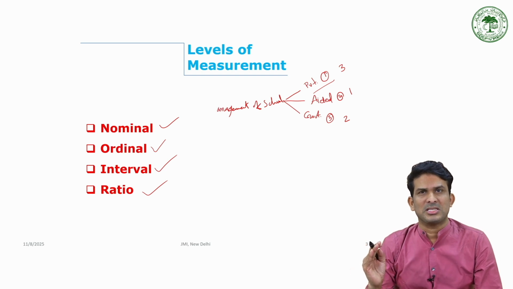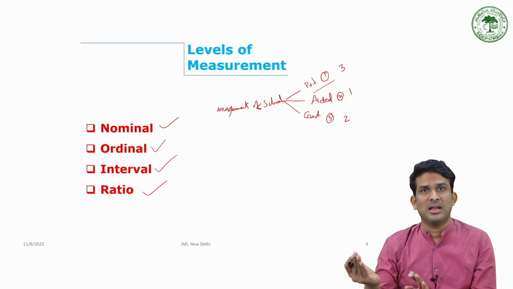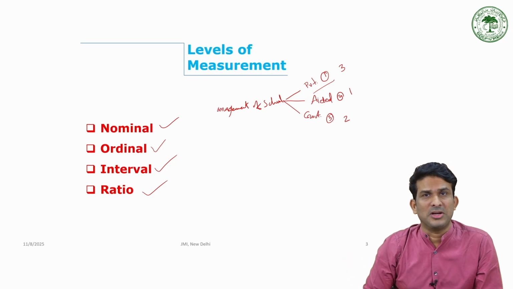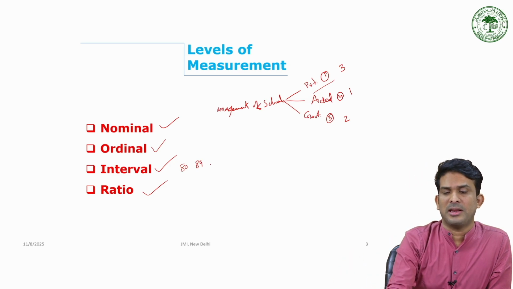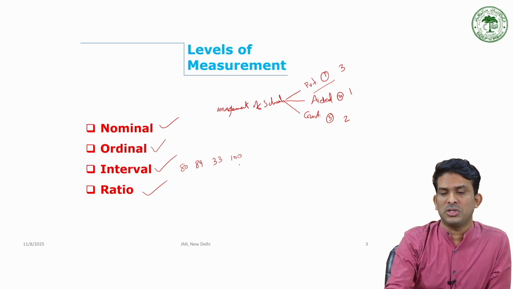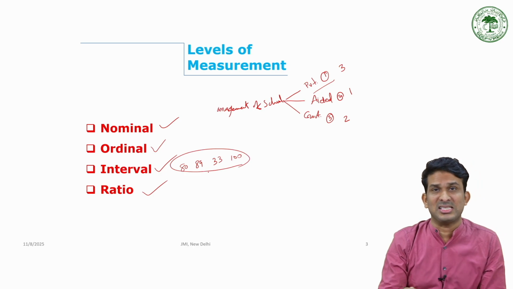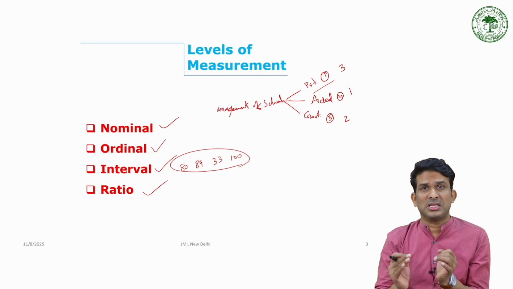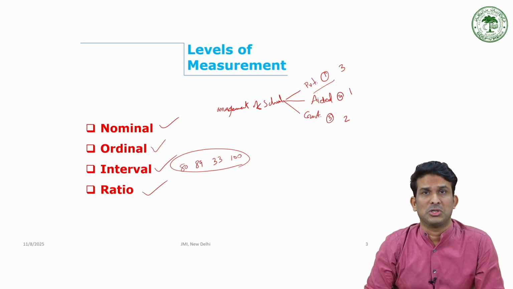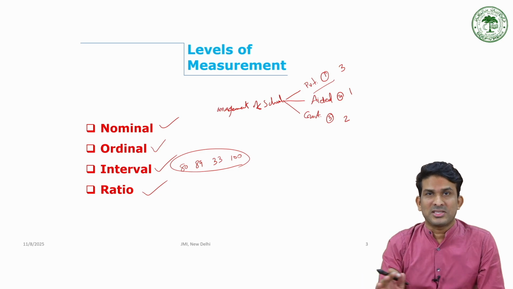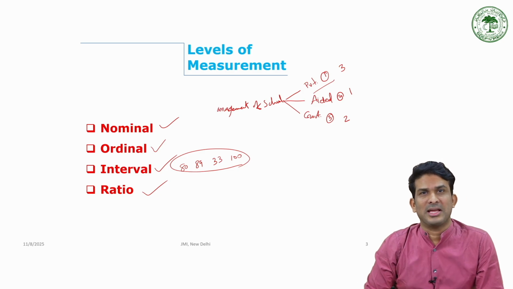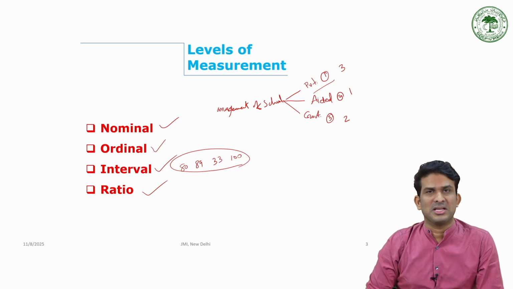Suppose mathematics and its achievement. In marks, out of 100, one got 80, the other got 89, the other got 33, the other got 100 out of 100. So these are various marks. As such, we are considering the total marks. This is actually an interval variable. As such, we are considering the marks, and accordingly this is called interval type.